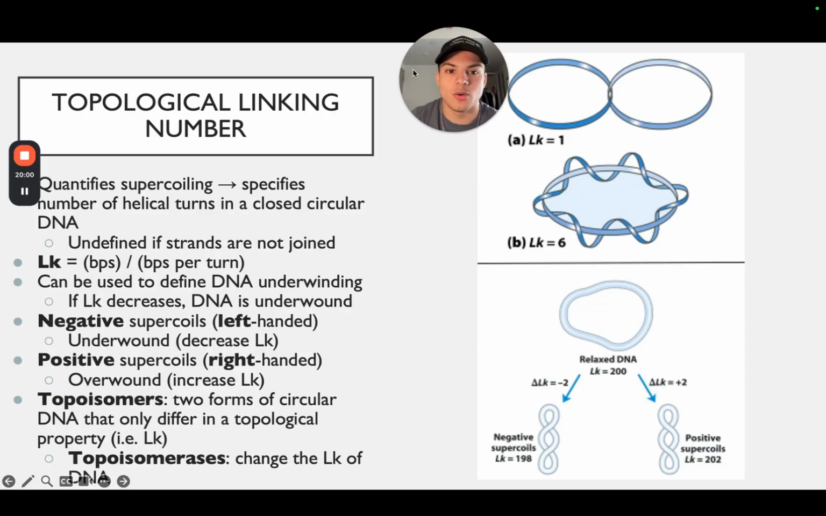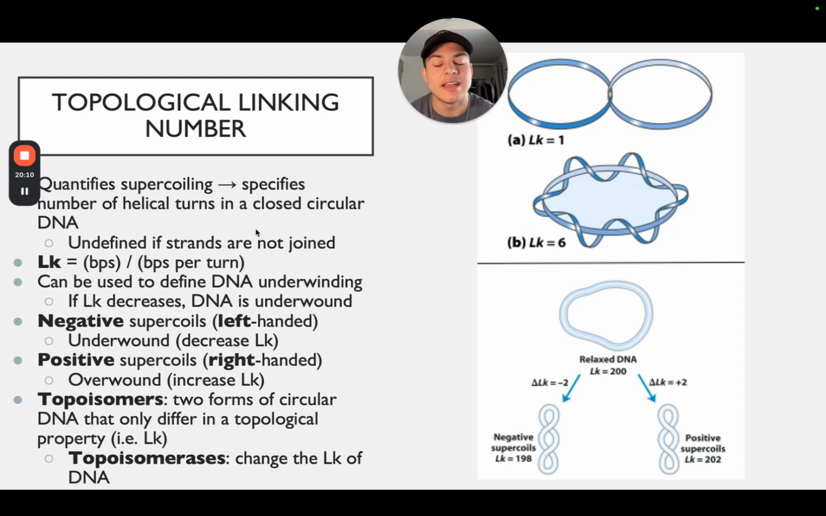Okay, so now talking about topological linking number. The linking number, all it does is quantify supercoiling. It specifies the number of helical turns in a closed circular DNA. It is undefined if the strands are not joined together. So for example, linking number here is 1, linking number here is 1. And here we have 6. It's basically the number of turns. So 1, 2, 3, 4, 5, and then 6. It's how it goes out and back in, if that makes sense. Hopefully that does.